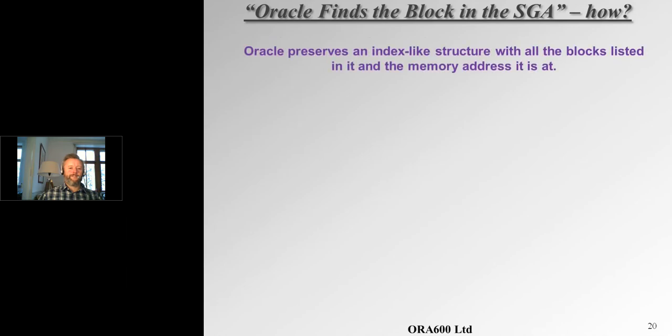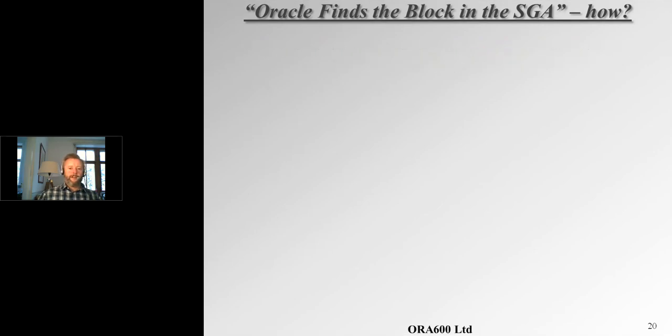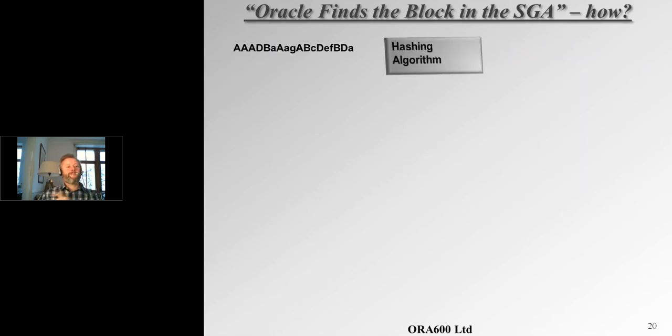The other thing I thought was that Oracle might preserve an index-like structure of all the blocks in the SGA and look it up via that. And Oracle doesn't do that. It does this thing called a hashing algorithm, which brings us back to the earlier question about partition hashing. Oracle uses hashing a lot, and if you've got a background in informatics or IT, you'll know all about hashing.